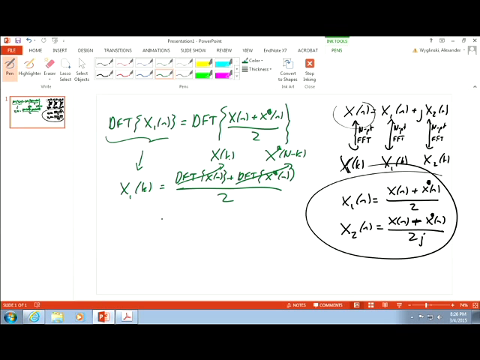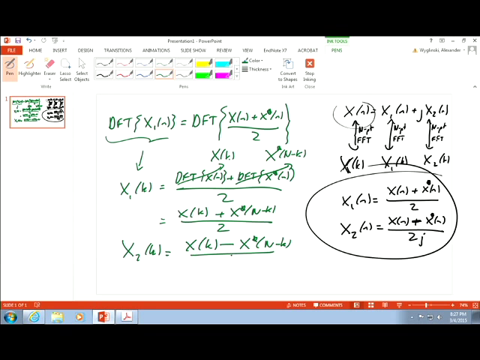So what we've got at the end of the day is we now have an expression where, essentially, in order to extract out what the FFT is of x1 of k, all I need to do is find out what the output of that combined signal, the FFT, is, take its complex conjugate, rotate it, add those two together, divide by 2, and that'll give me x1 of k. Similarly, x2 of k is going to be equal to x of k minus x complex conjugate of n minus k, divided by 2j.